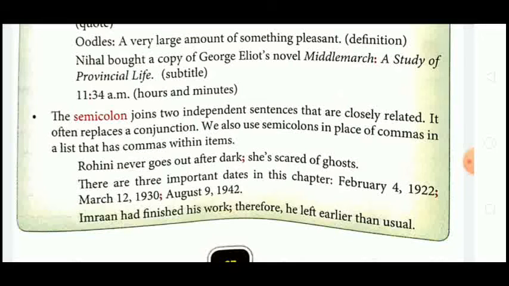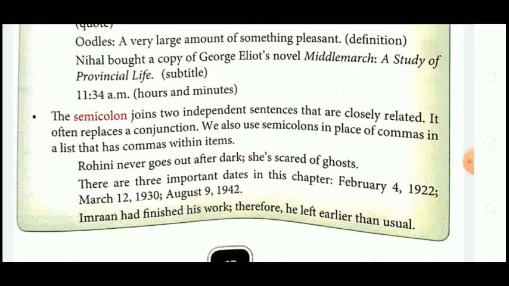See, example: Rohini never goes out after dark; she is scared of ghosts. Here, after dark, we have used dot and comma. That sign is called semicolon. And we have used this semicolon to join two independent sentences which are related to each other.